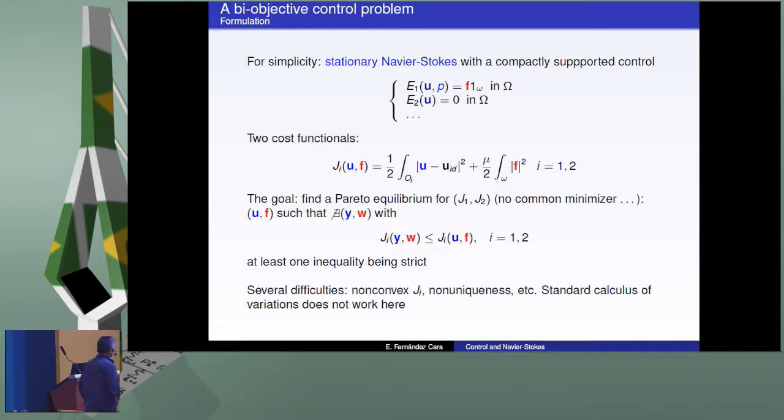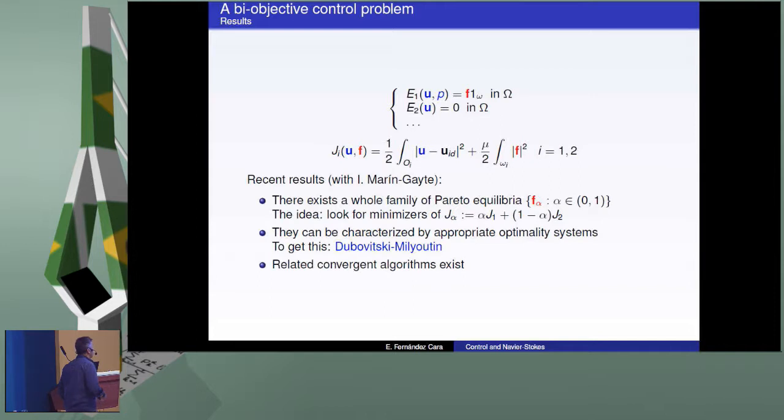We have to work deeply in this problem, in order to look at the nature of the problem, in order to solve really in an acceptable way the situation. Well, recently we have got some results with a doctoral student, Irene Maringaite, where first we have found that there exists a whole family of Pareto equilibria, which is indicated here by a parameter alpha, which moves in the interval 0, 1, and also that they can be characterized by appropriate optimality conditions.